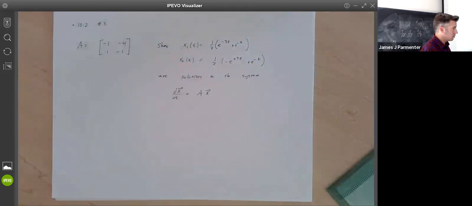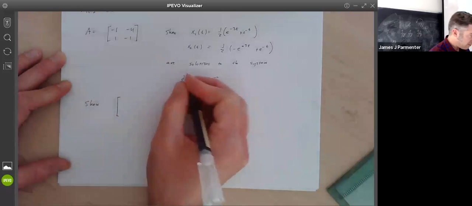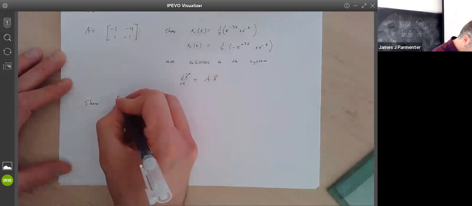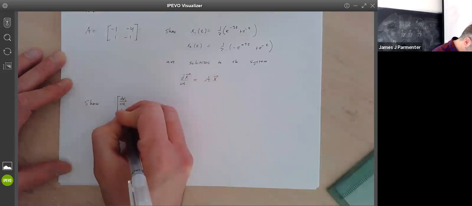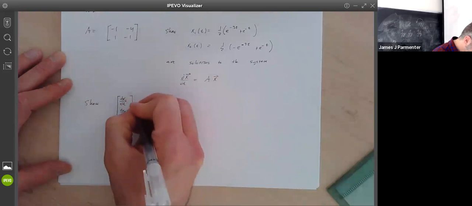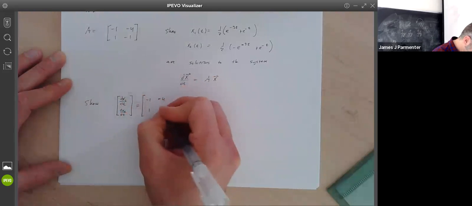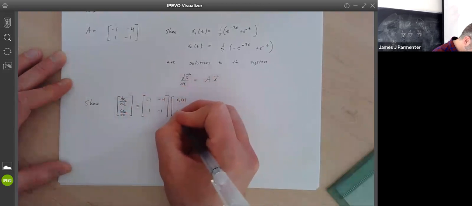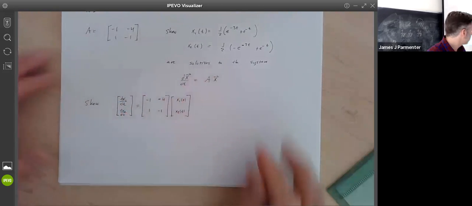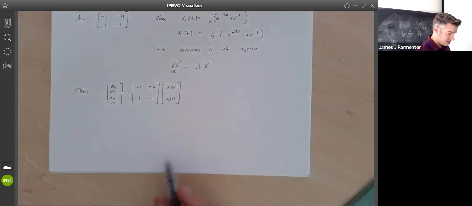So if we're doing that, what we're really trying to show is that the vector dx/dt, so x, I could write it as dx1/dt, dx2/dt, is equal to this matrix times x1, x2. So what I'm really going to do is calculate both sides of this equation.